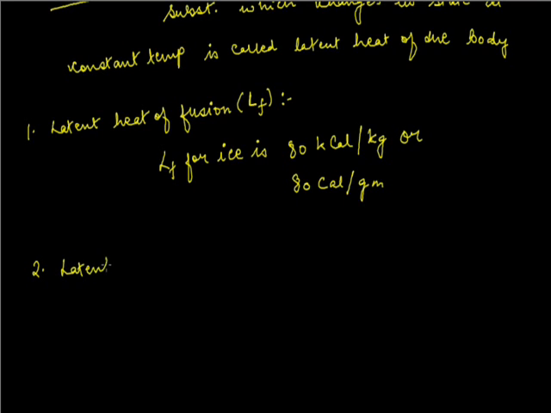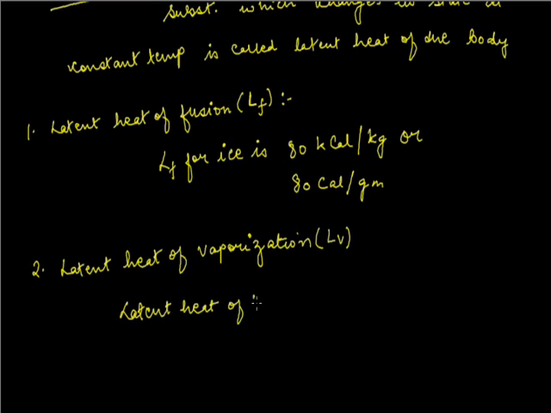Latent heat of vaporization, which is written in the short form as LV. Latent heat of vaporization for water is 540 kilocalorie per kilogram.